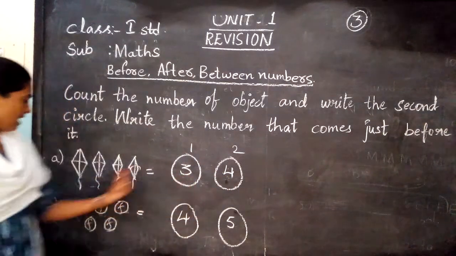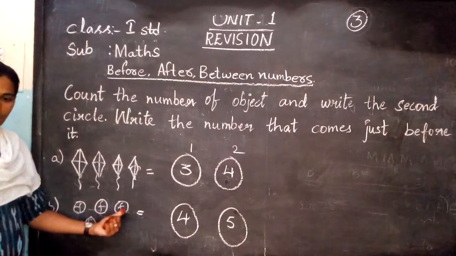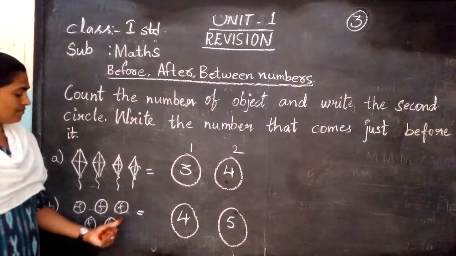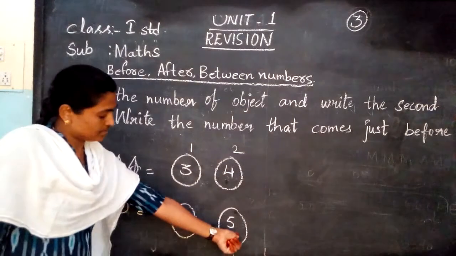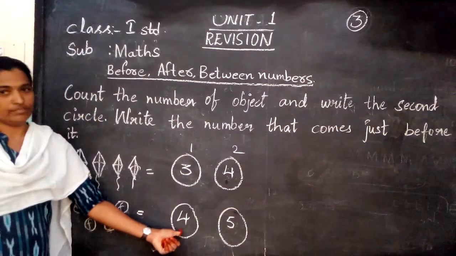3. Again count the objects. 1, 2, 3, 4, 5. Now you have to write this 5 in the second circle. And 5 before number, what will come? 4.